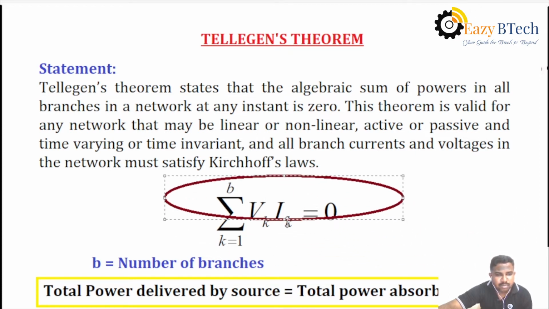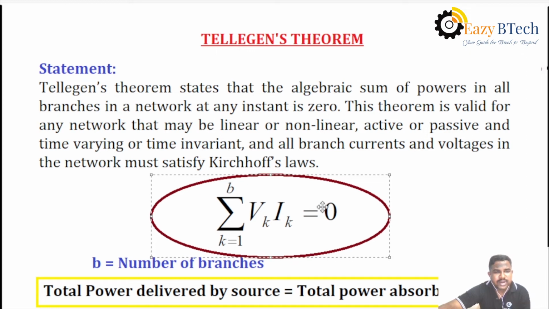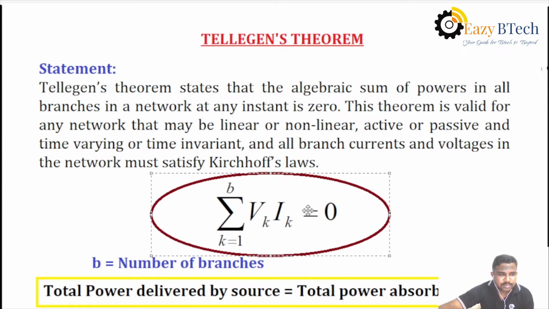In the form of an equation, Tellegen's theorem can be expressed using sigma, that is summation. Why? Because in Tellegen's theorem, all the powers are to be added. That's why the equation has the summation, sigma k equal to 1 to b, where b is the number of branches in the circuit. Then Vk into Ik equals 0. That is V1 I1 plus V2 I2 plus V3 I3 equals 0. Okay, that is how you can write Tellegen's theorem as an equation.